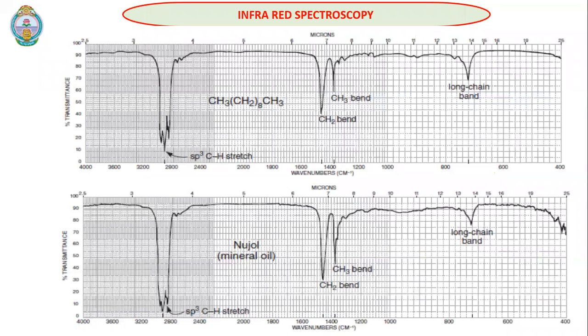Now we will look at the IR spectra, some examples. Then how do we identify the different absorption bands? How do we attach them for different functional groups? Now we will look at alkanes, long chain alkanes.